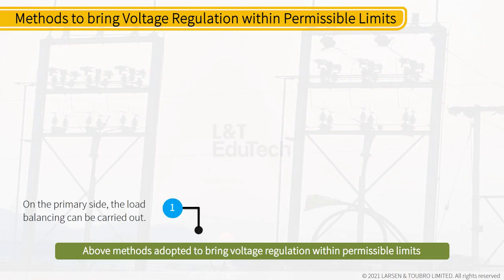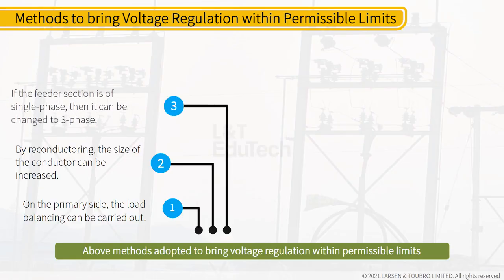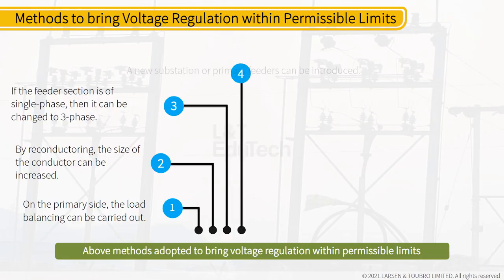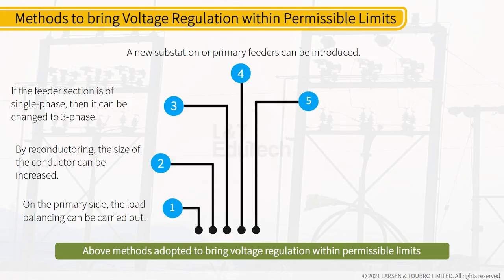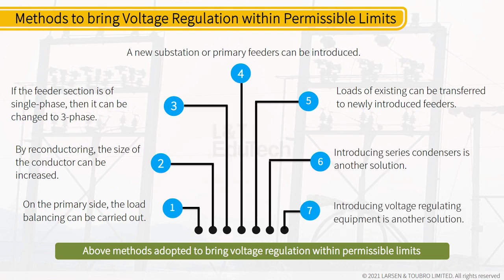Let's discuss the methods adopted to bring voltage regulation within permissible limits, which are as follows. On the primary side, load balancing can be carried out. By reconductoring, the size of the conductor can be increased. If the feeder section is single phase, then it can be changed to three-phase. A new substation or primary feeders can be introduced. Loads of existing feeders can be transferred to newly introduced feeders. Introducing series condensers is another solution, and introducing voltage regulating equipment is another solution.